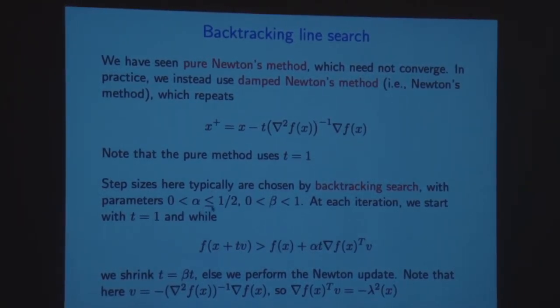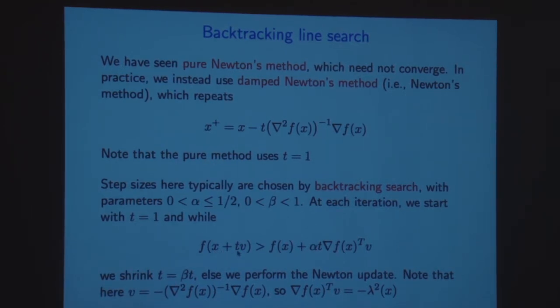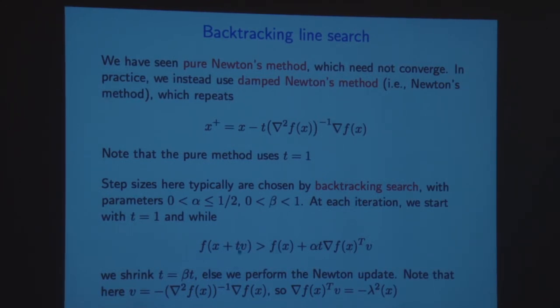So common choices are like alpha equals a half, say, and beta equals 0.8, which we heuristically suggested earlier. And this is the same story that we learned for gradient descent, right? We look at the value of our criterion function if we were to take a step along v once we multiply that by t, and we compare it to what we would see if we did a linear extrapolation of our function along this direction, which is f of x plus t times the gradient of f of x transpose v.